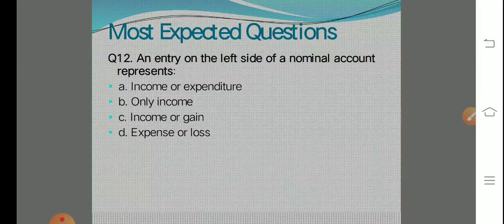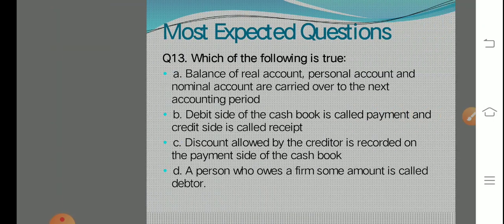Question number 12. An entry on the left side of a nominal account represents: income or expenditure, only income, income or gain, expense or loss. So let's see what the correct answer is. The correct answer is D, expense or loss. On the left side we write expenses or loss, and on the right side we take income or gain. Let's move to question number 13.